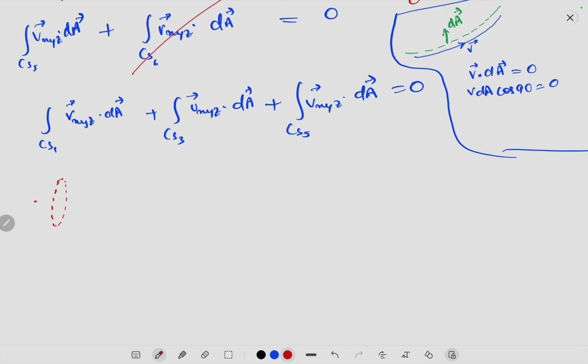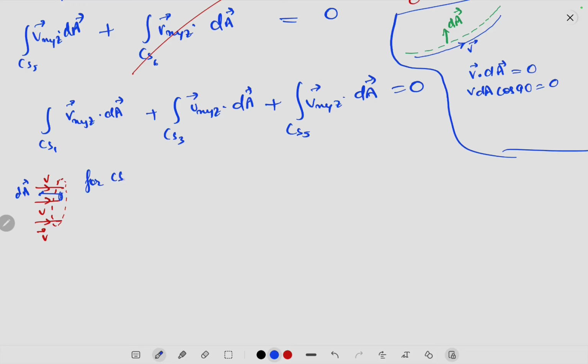Velocity, it is given that the velocity of the fluid on this surface is v vector. And what would be dA? So dA vector would look something like this. So what can I say about v dot dA? V dot dA is minus v dA, right? So let's just write it.